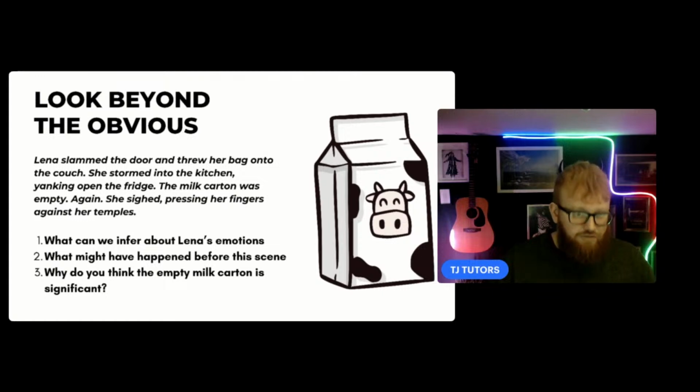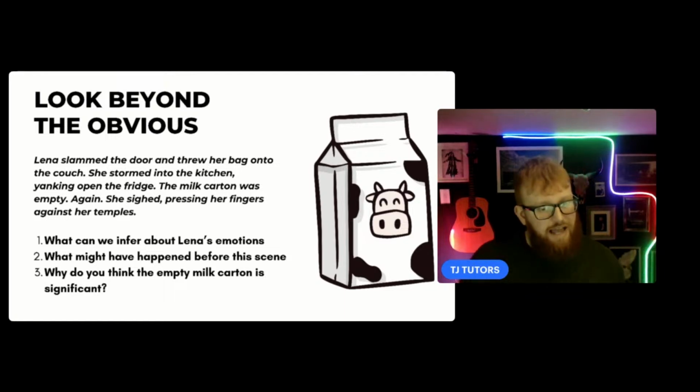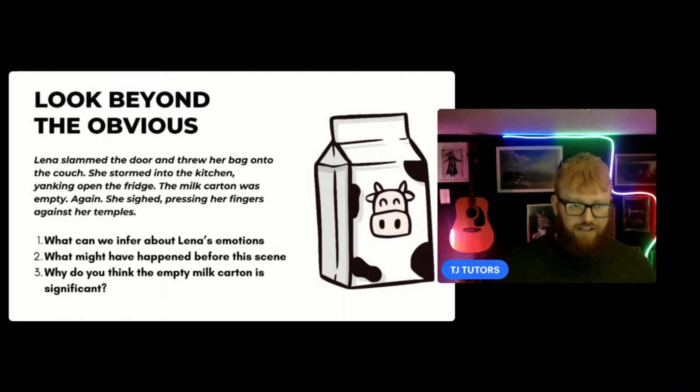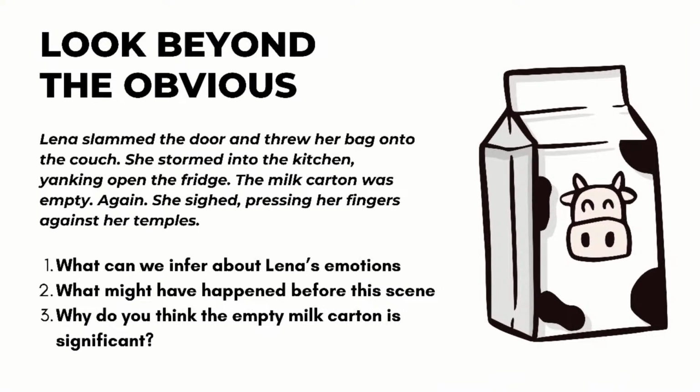But first of all I just want you to think about what can we infer about Lena's emotions? What might have happened before this scene? Why do you think the empty milk carton is significant here? Okay, guys, I'm going to give you a bit of time now to have a go at working on some of these.